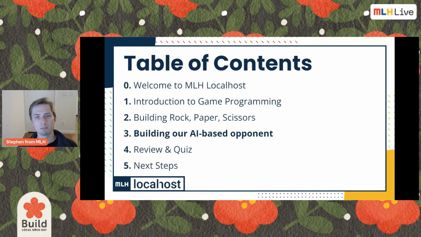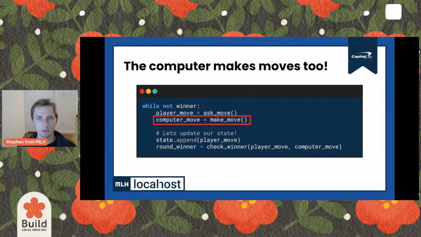So now that we've looked at building rock, paper, scissors, let's look at our AI-based opponent. So we're actually going to build today an opponent for us to play rock, paper, scissors against. And in this example, with an AI-based component, the computer will make a move too. So computer move is the line just below player move. And unlike player move, where we're asked for an input, the computer move is going to have a different function called make move. So now the function is going to generate a move for the computer to do.